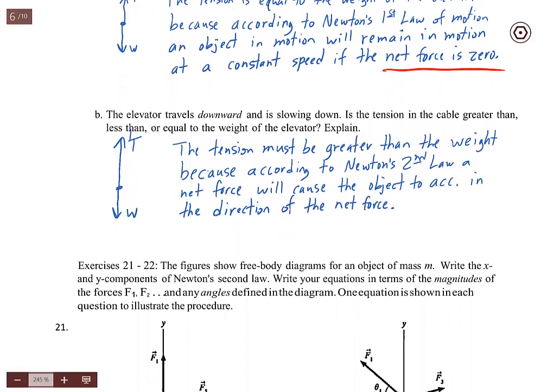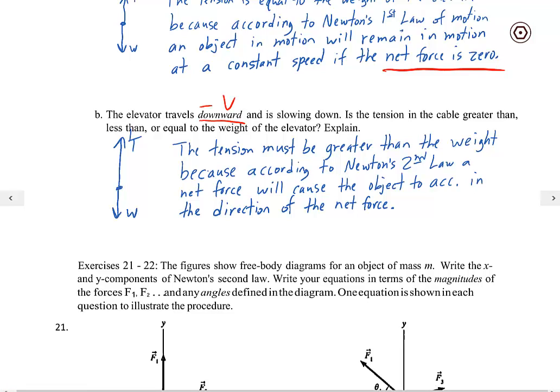In part B, if it's traveling downward and slowing down, that means, because it's going down, it has a negative velocity, and it's slowing down, which means it has to have a positive acceleration. So I know there has to be a positive net force, so therefore the tension has to be greater than the weight because I need a net force that's up.